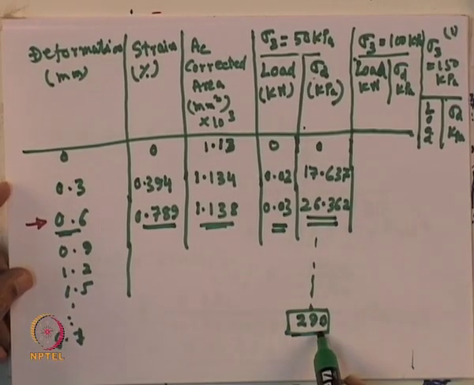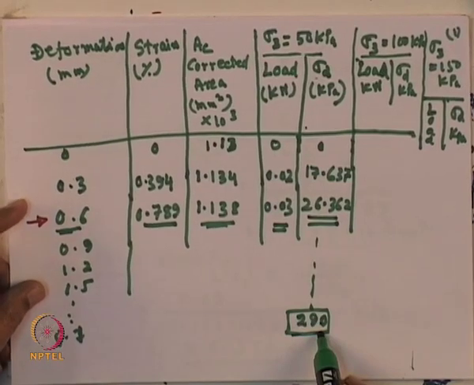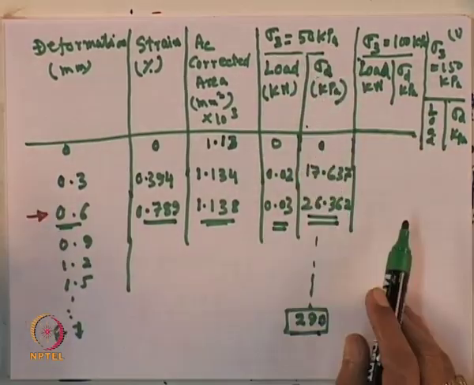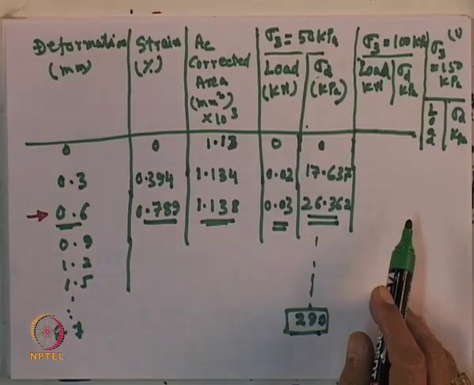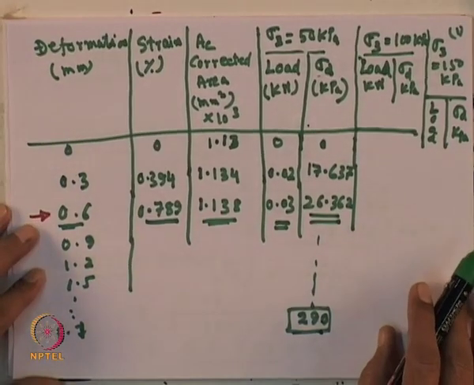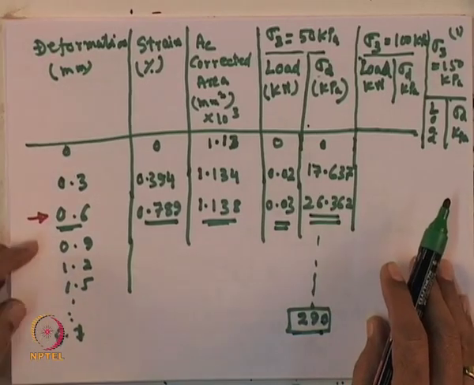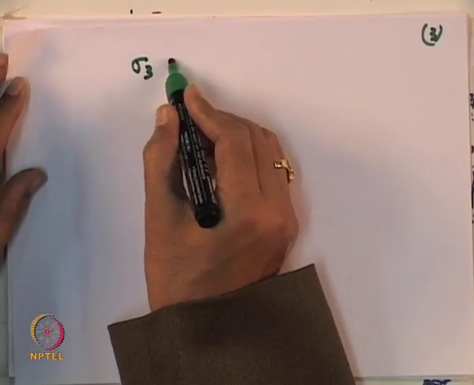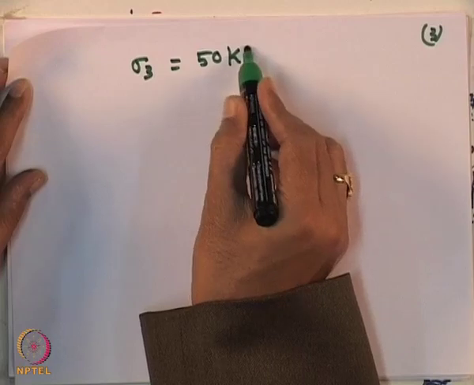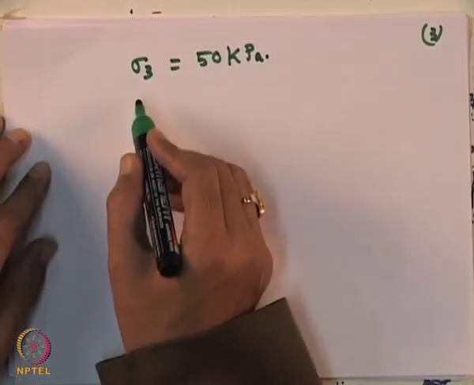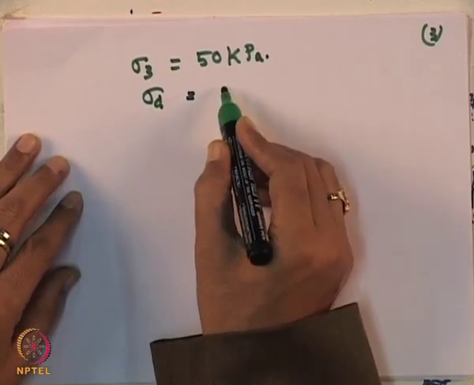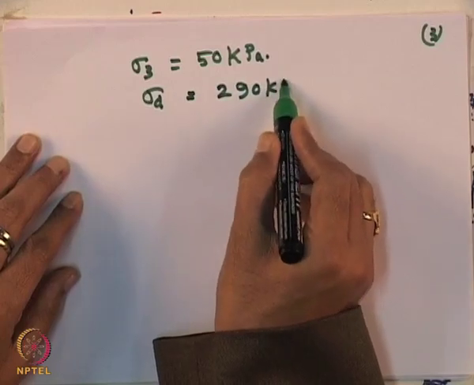Let us say that maximum value is equal to 290 kilopascal, under the confining pressure when sigma 3 is equal to 50 kilopascal. So, when the confining pressure, that is sigma 3, is equal to 50 kilopascal, we are having the maximum deviator stress of 290 kilopascal. Okay.